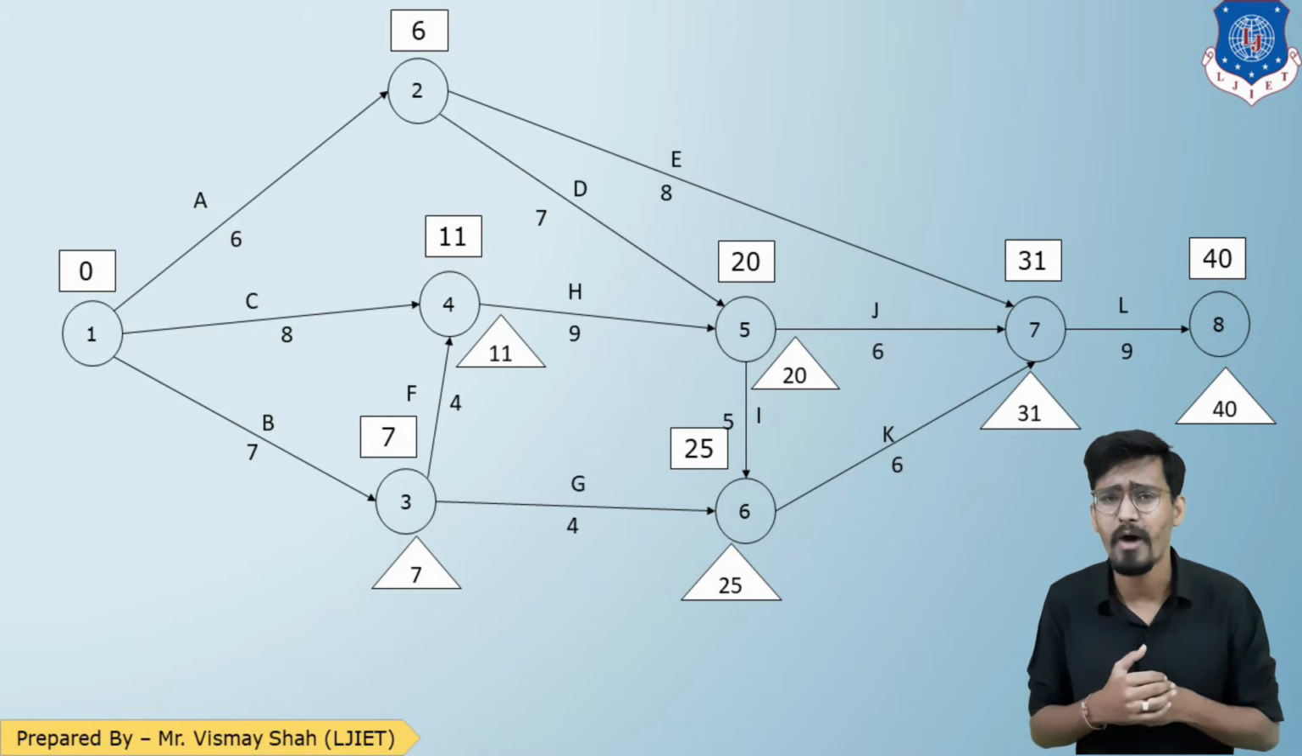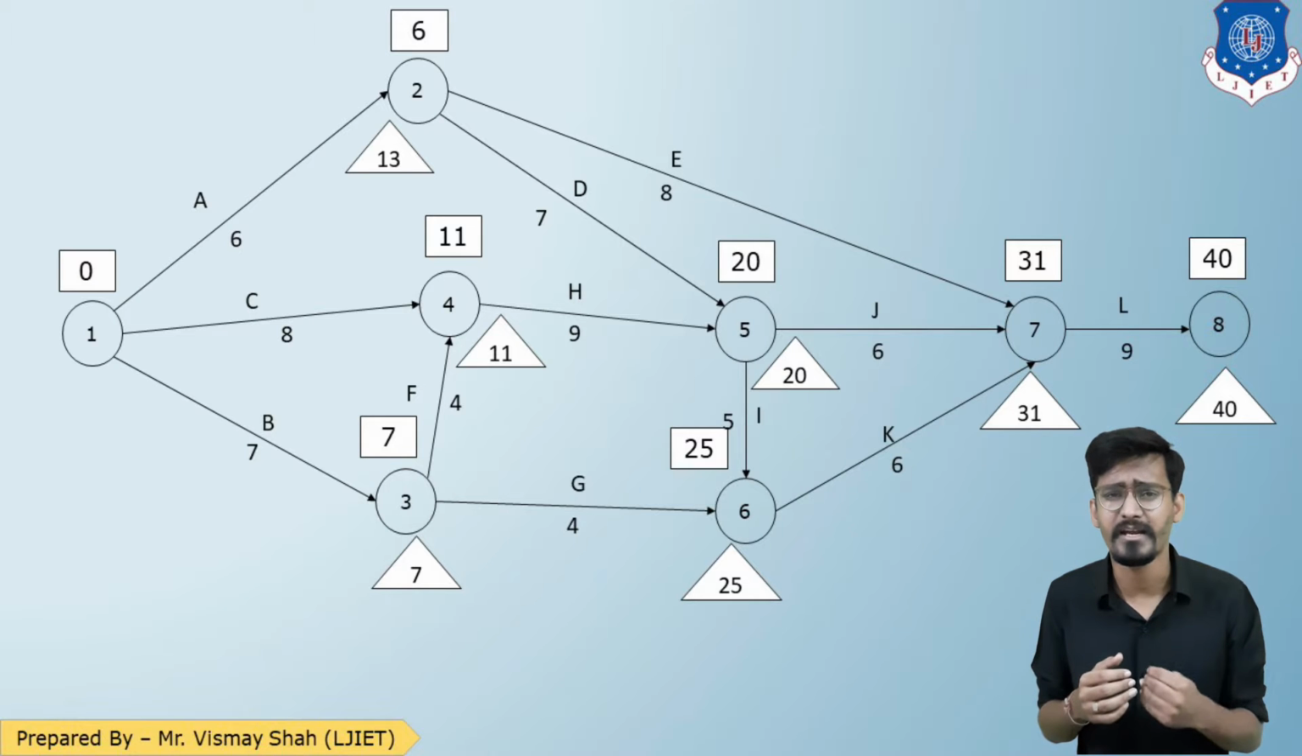Now let us talk about event number 2. So for event number 2, there are two ways possible, 5 to 2, 7 to 2. So if I go from 5 to 2, I'll get 20 minus 7, 13. And if I go from 7 to 2, that is 31 minus 8, that is 23. So 13, 23. So I'll get minimum 13.